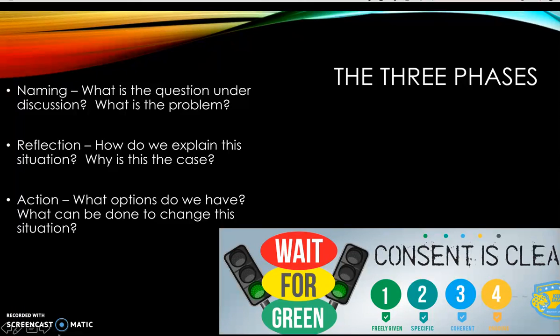The final phase is the action phase, where the questions what can be done to change the situation and what options do we have are asked. This is probably one of the most important stages, as it emphasizes the creation of an action plan specifically from the population which is focused on. The students have their own perspective on consent, and to use it to create effective strategies would be the best option for this phase.